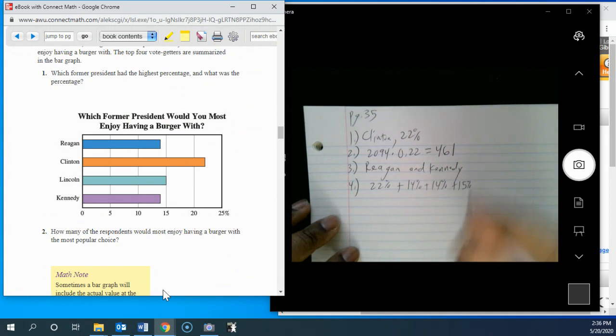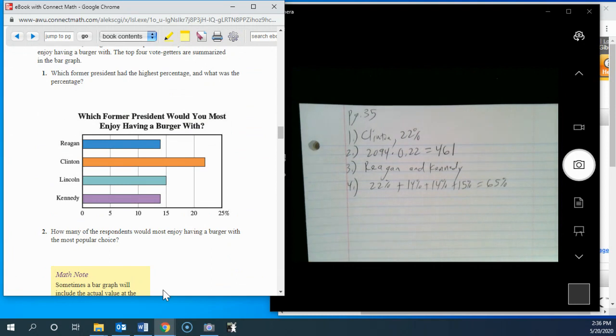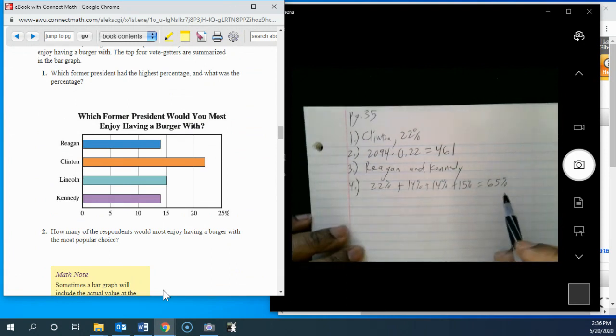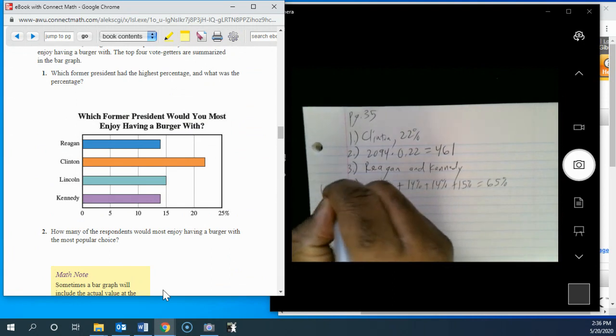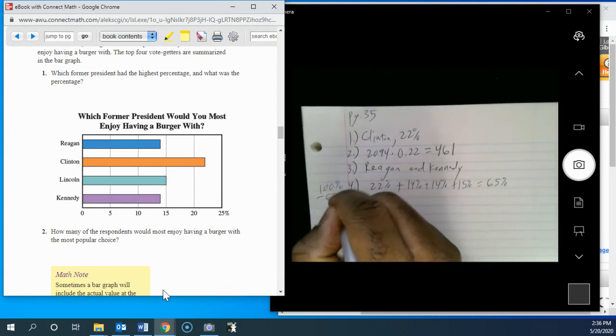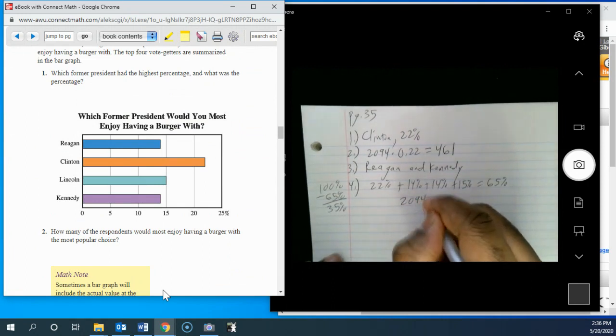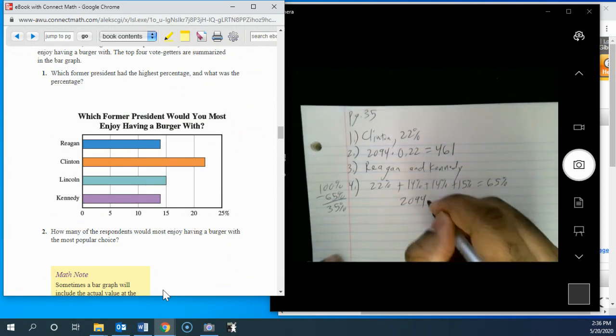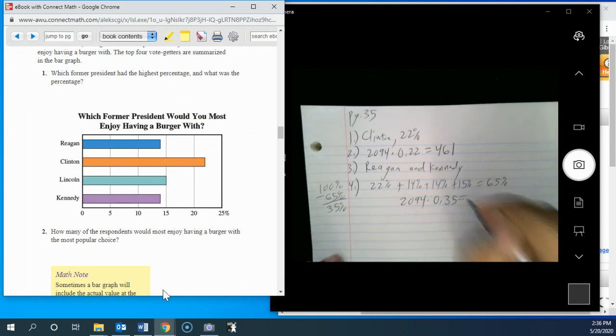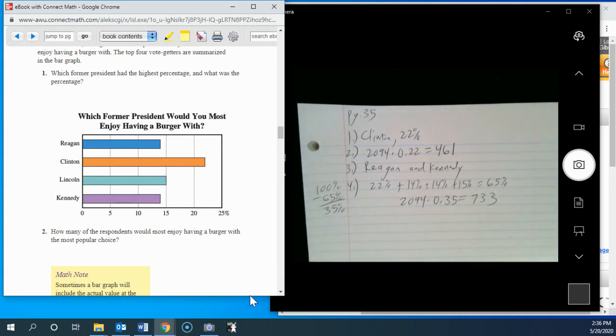Now, when you add all of them together, it'll give you 65%. So now, 65% of the people polled pick one of the top 4. So now that means that 100%, if you take 100% minus the 65%, that means 35% chose someone else. So we would take 2,094, which is the total population that was polled, and multiply it by 0.35, and that would give us 733 people that chose someone outside of the top 4 choices.